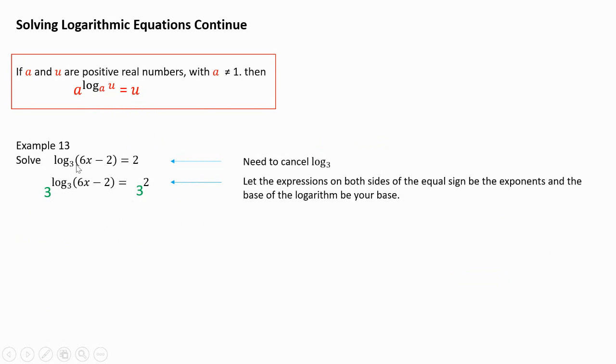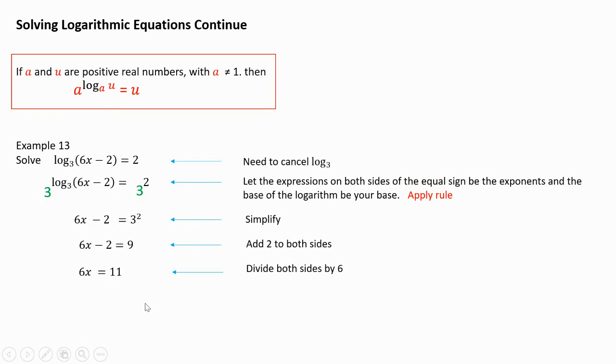Now, by applying the rule on top, if you have the base and you have the log with the same base, that's equal to whatever's inside. The 6x minus 2 is like my u. So we can apply the rule, and these cancel. We just bring down the 6x minus 2, and 3 squared is equal to 9. Now all we do is solve for x. We add 2 to both sides, so 6x equals 11. Now we divide both sides by 6, so x equals 11 over 6.